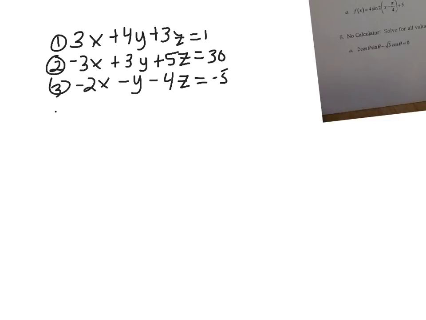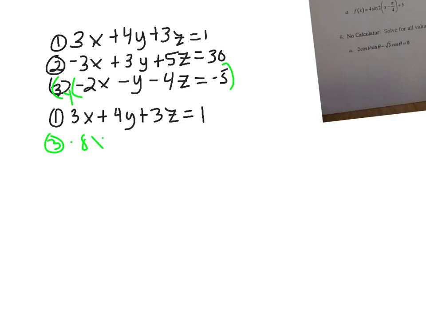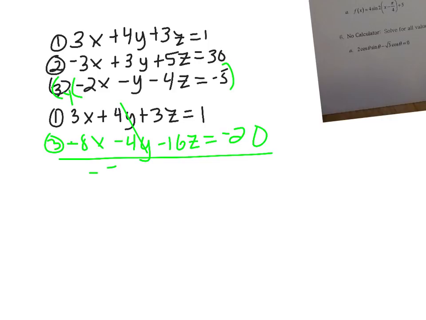So 1 is 3x plus 4y plus 3z equals 1. And I'm going to multiply the bottom equation by 4. So this is now equation 3 multiplied by 4. So it's negative 8x minus 4y minus 16z equals negative 20. All right, so my y's cancel out, so I have negative 5x minus 13z equals negative 19, and that's equation A.